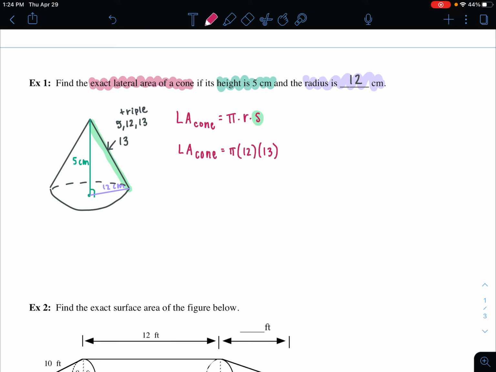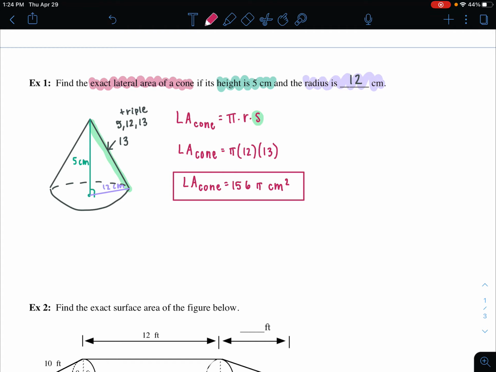Take a moment and calculate it. We should get that our lateral area of a cone is 156 pi centimeters squared. If you have any questions on this part, please pause the video and make a note to ask me tomorrow.